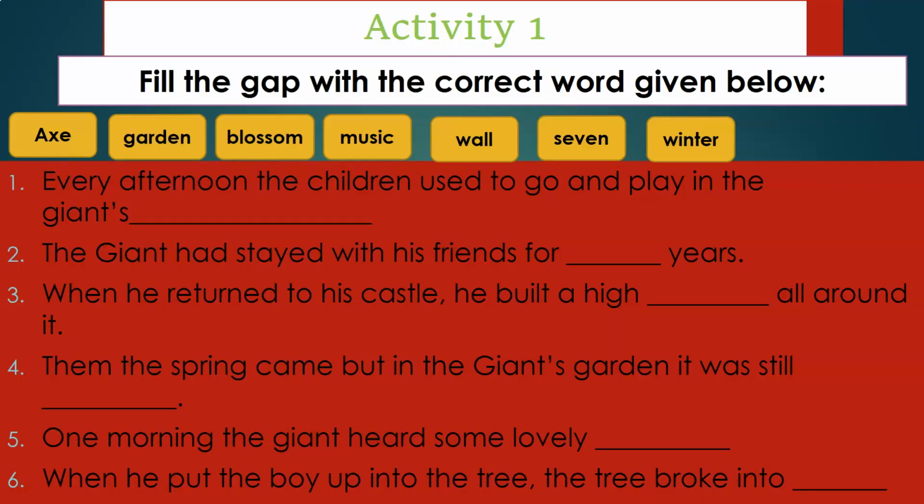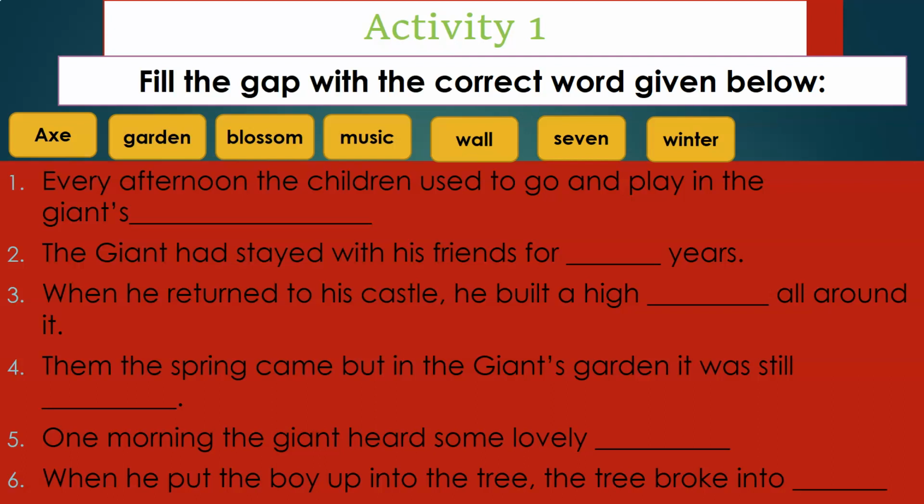Now, I would like you to answer the activity. Activity 1. Fill the gap with the correct word given below. The words are axe, garden, blossom, music, wall, 7, and winter. Pause the video and do the activity.